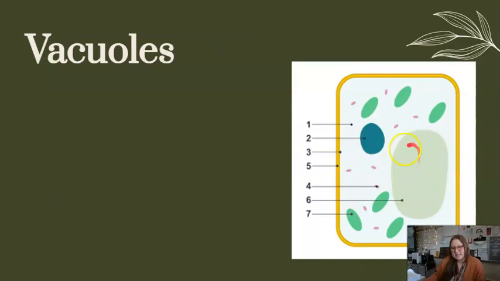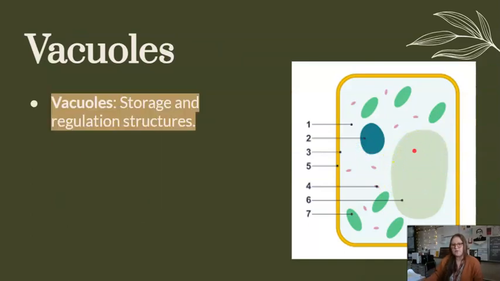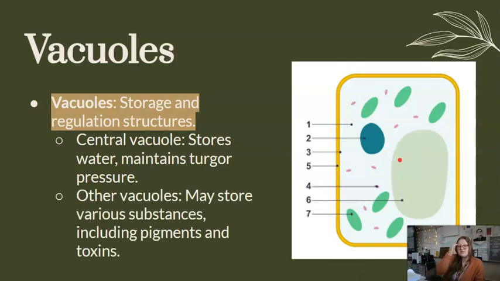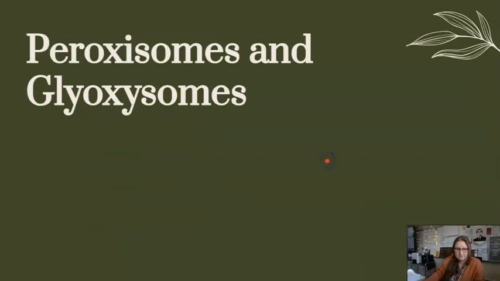Vacuoles, in this graphic, it's this big gray bubble right here. Vacuoles are storage and regulation structures, and the central vacuole stores water and maintains turgor pressure. It makes sure that that cell is full of water, rigid, and all of that. When you see plants wilting, it's because their vacuole doesn't have enough water, and so it's losing some of that pressure. Other vacuoles can also be used to store various substances, including pigments and toxins.